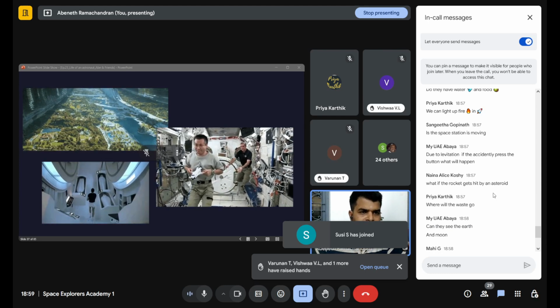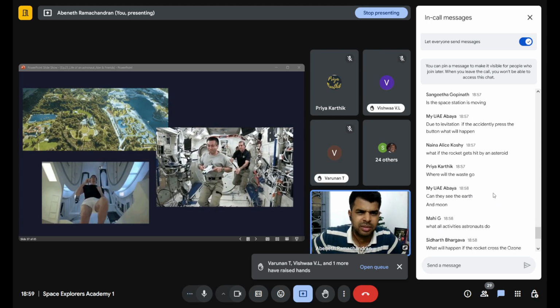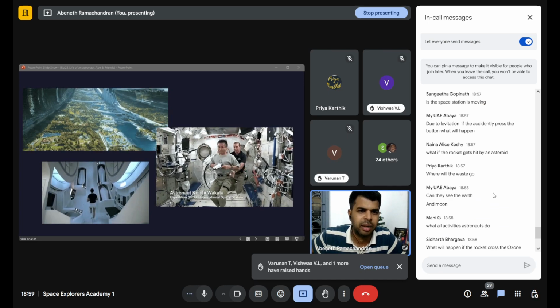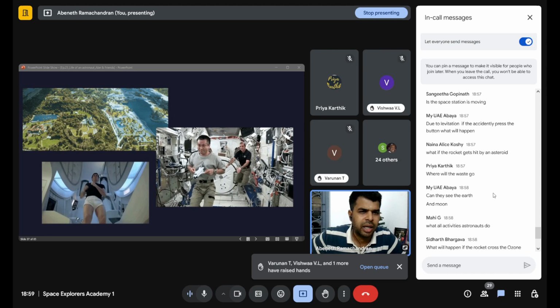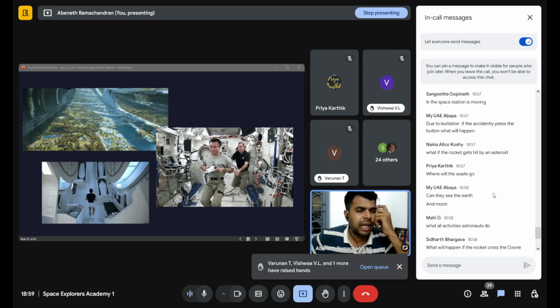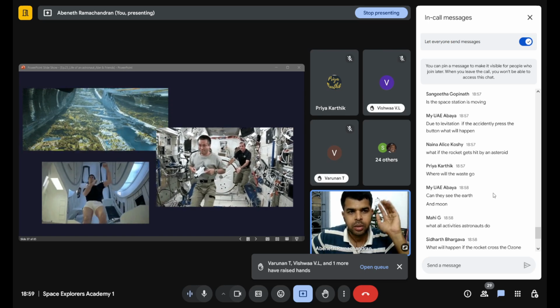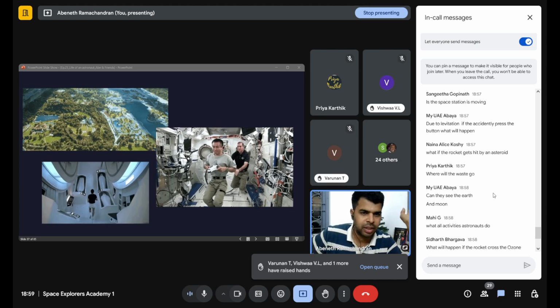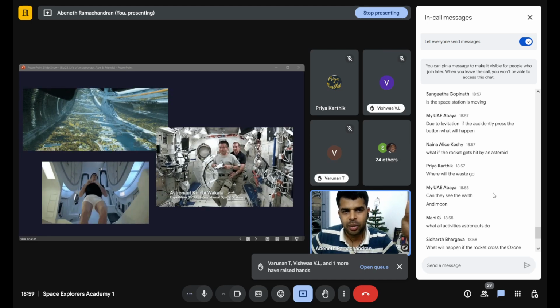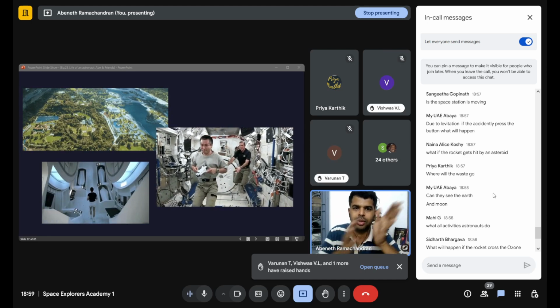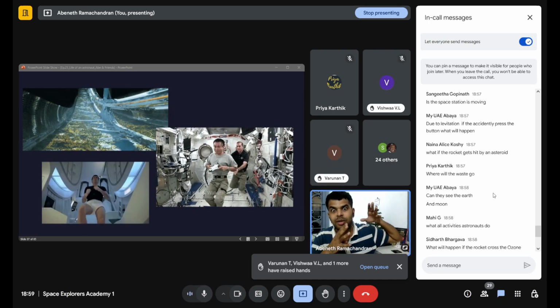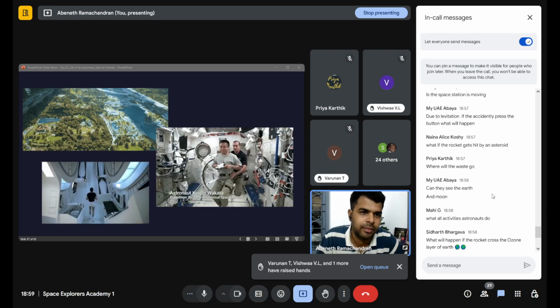Due to levitation, if they accidentally press the button, what will happen? I don't understand what is meant by levitation happening there. What if the rocket gets hit by an asteroid? Most of the time, the rocket is not planned to go into a trajectory with an asteroid. Asteroids move in a different latitude and rockets go in a different latitude. So there is no point for both of them to meet until you want to directly aim at an asteroid to go there. Okay.